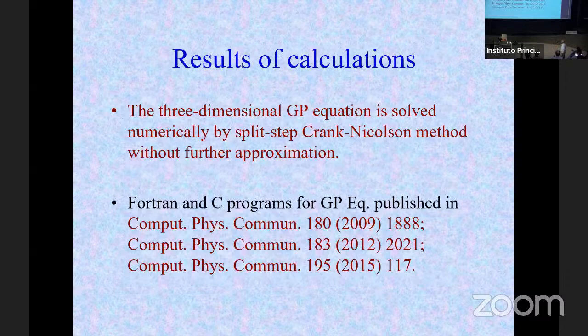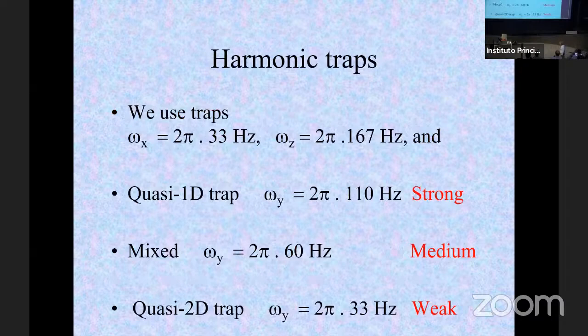And for the results of calculation, we'll solve the three-dimensional Gross-Pitaevskii equation. It's solved by the Crank-Nicolson method, and we published these programs to be used in this solution. For the harmonic traps, we'll be using 3 harmonic traps. Omega x will always be taken as 33 and omega z 167 hertz. We'll be using a quasi 1D trap with omega y 110. And the mixed trap, medium, which is omega y equals 60 hertz. And the third trap is quasi 2D, with omega y 33.